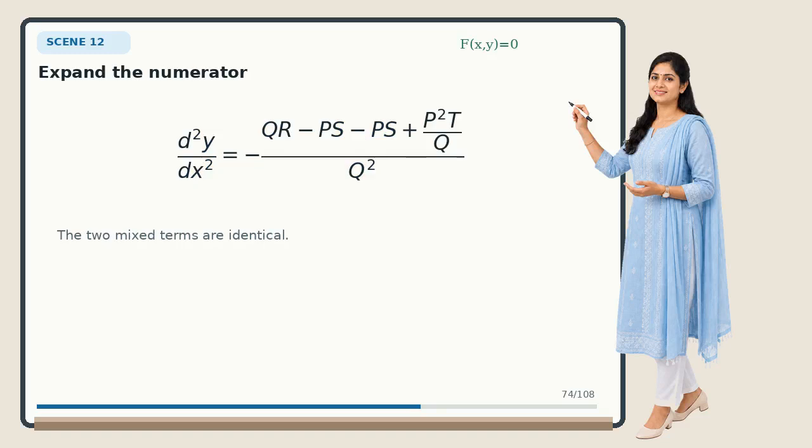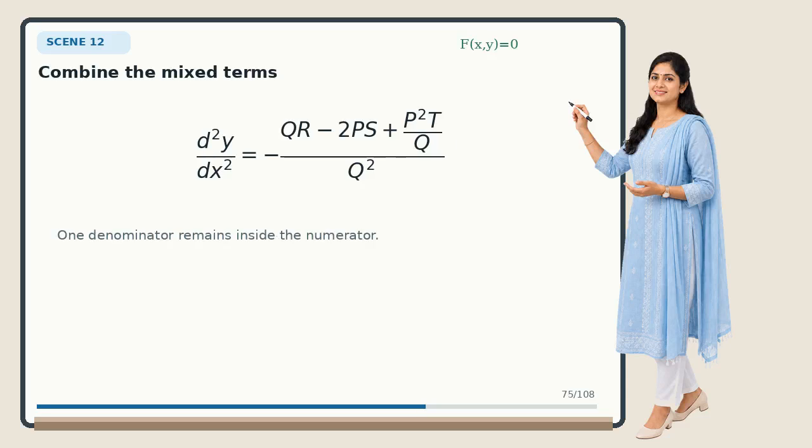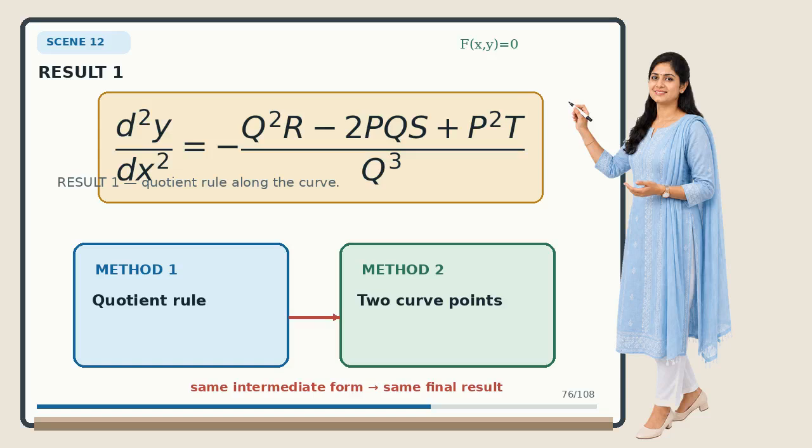Expanding gives qr minus ps plus p squared t over q, all over q squared with a minus sign outside. Combine minus ps and minus ps to obtain minus 2ps. Multiply the inner numerator by q to use the common denominator. Method 1 gives d squared y by dx squared equals minus the quantity q squared r minus 2pqs plus p squared t, divided by q cubed.